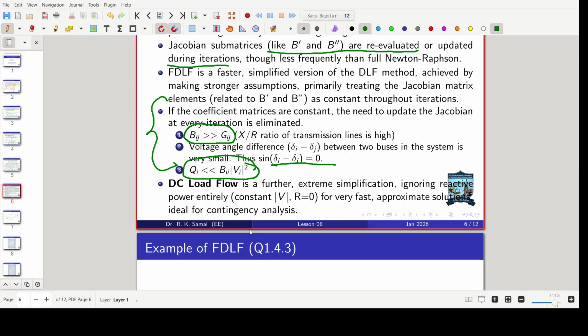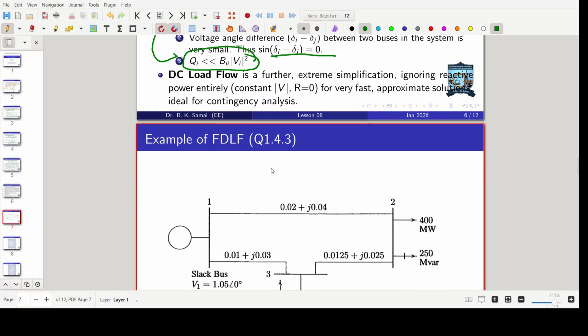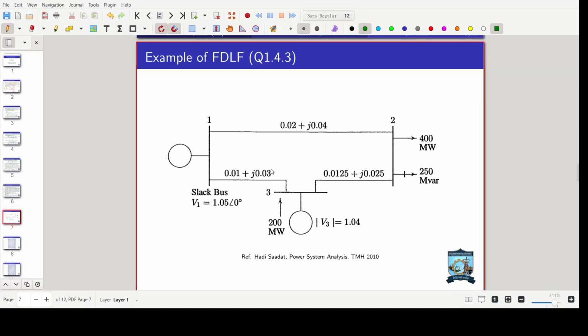Beyond this, what is DC load flow? It's a further extreme simplification, mostly used for planning studies, ignoring reactive power entirely. That means constant voltage and resistance 0, for a very fast approximate solution, ideal for contingency as well as planning analysis. Now, this is one example taken from the Haadi Saadat book.